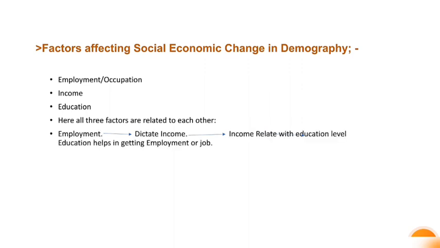Let's see. If there is employment or occupation, then it can dictate the income level of a person. So if a person is employed or occupied, then it can dictate his or her income level. Second thing, if he or she has an income level, then income relates to education level. With the help of income, one can be educated, and in the same way, education level also helps in getting employment or a job. If a person is educated, then he or she can get employment or a job. So we can say that all these factors, employment, income, education level, and again employment, relate to each other one by one. These are the main factors which affect socio-economic change in demographic study.